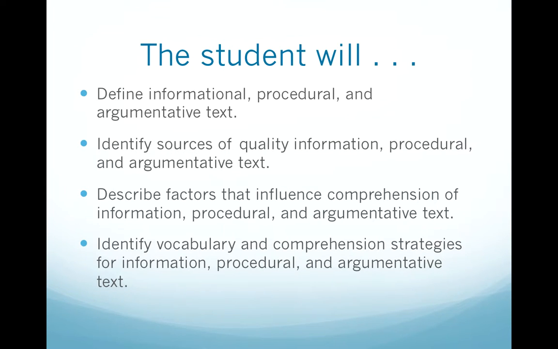So hopefully by the end of this unit, you'll know the differences between those types of texts. You'll know some places to go to find quality, informational, procedural, and argumentative text. You'll describe some factors that influence comprehension, and you'll be able to identify some vocabulary and some comprehension strategies. So really, this is the unit that focuses on reading. When you get to Unit 6, it mostly focuses on writing, presenting kinds of topics. So that's how those fit in together.